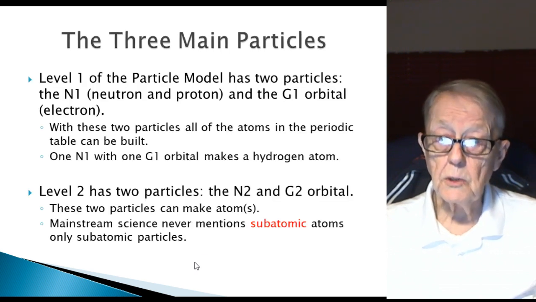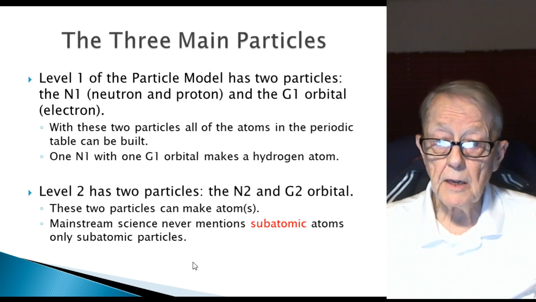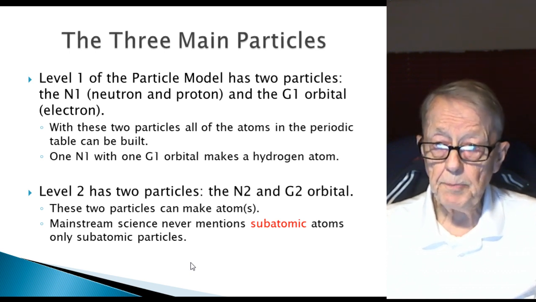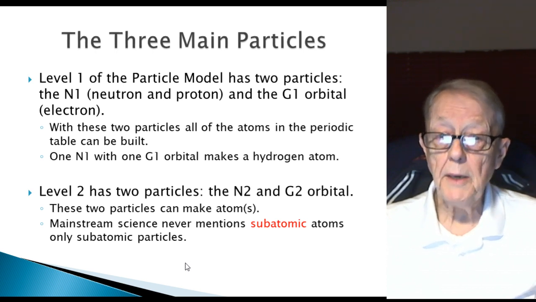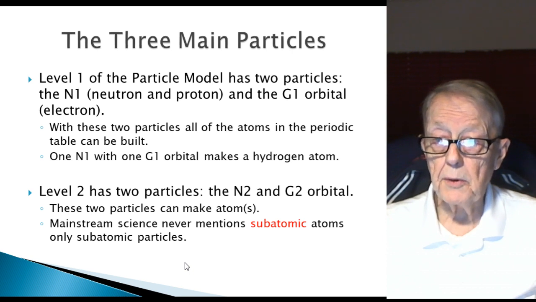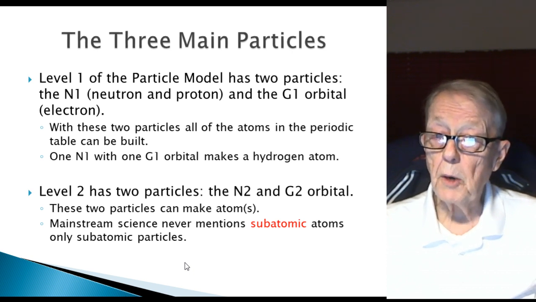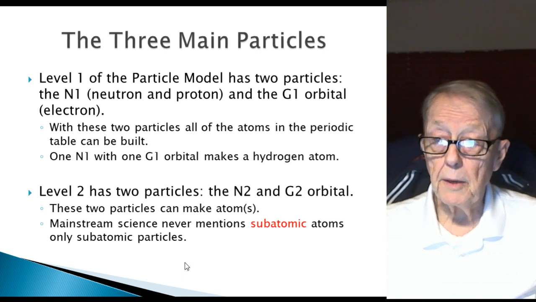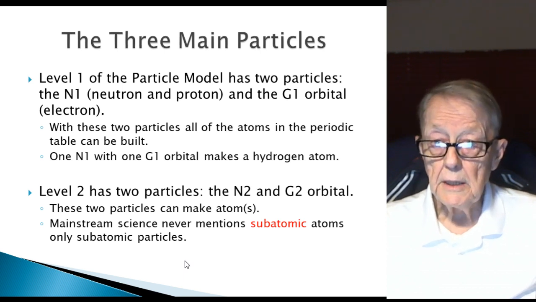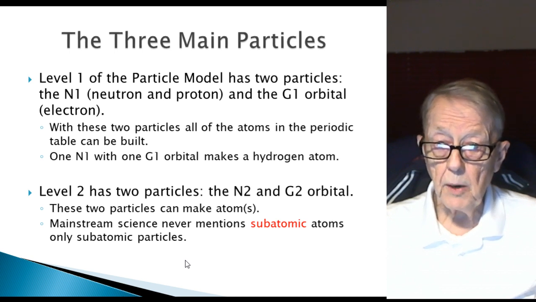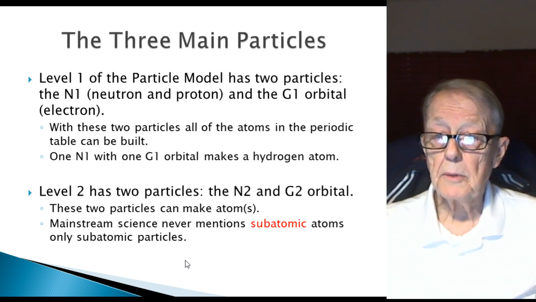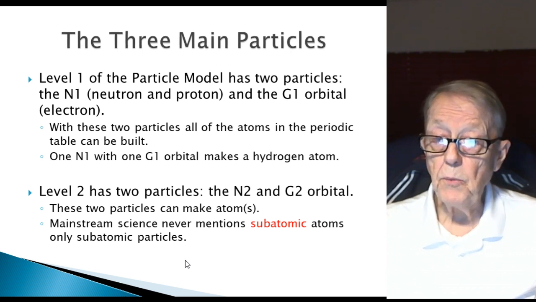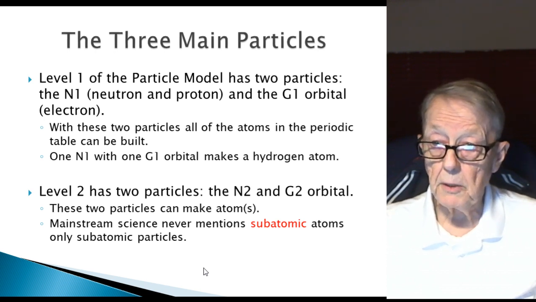So let's take a closer look at the levels of the universe. There's level 1. The particle model has two particles in level 1. There's the N1, which replaces the neutron and the proton, and there's the G1 orbital, which replaces the electron, which orbits the atom at level 1. With these two particles, all the atoms in the periodic table can be built. For example, one N1 with one G1 orbital makes a hydrogen atom, and you can build all the rest of them from there.